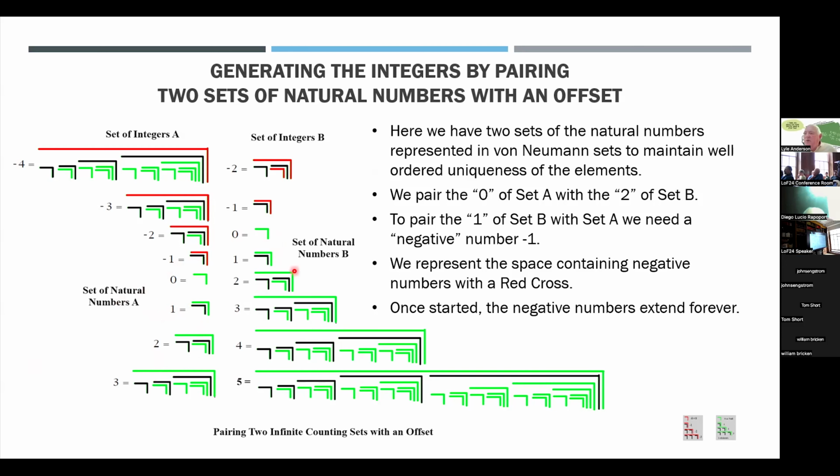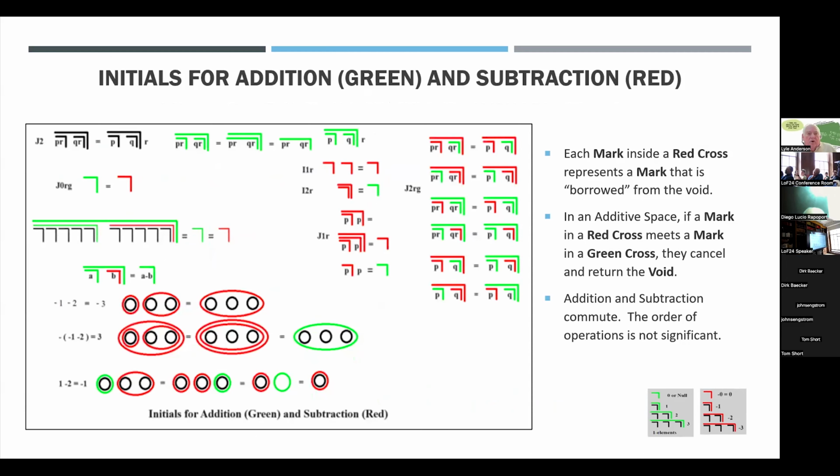That's great. But what do you do with the 1 of natural set of numbers B? Well, that's what we pair with minus 1. So there's where the negative numbers come, and 0 gets paired with minus 2, and you can continue on in the negative direction. So that's how, by pairing two sets of natural numbers, the negative numbers appear out of nowhere. So here's a little busy slide that shows some of the rules for additive spaces for the negative numbers and the positive numbers.